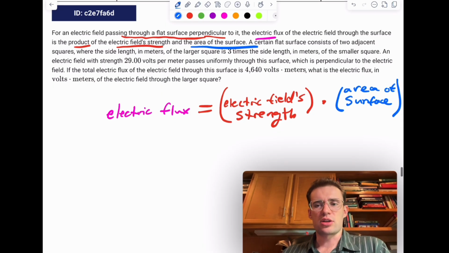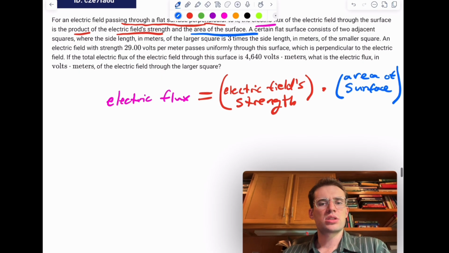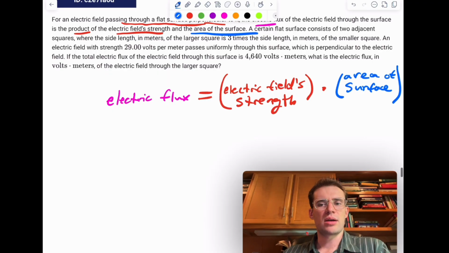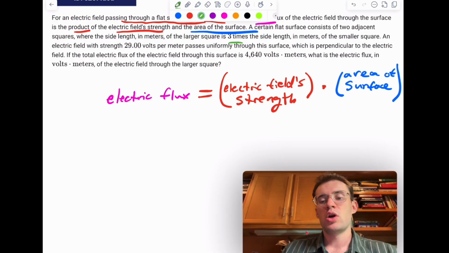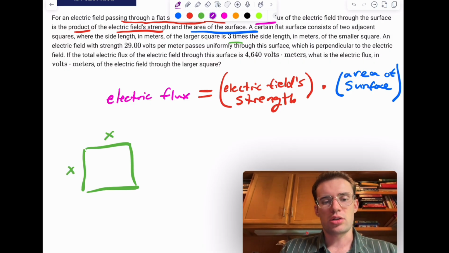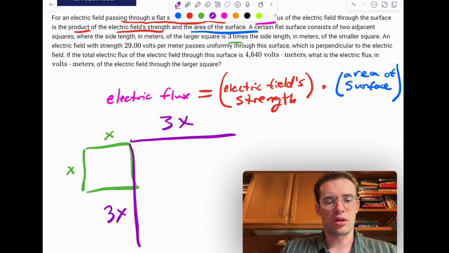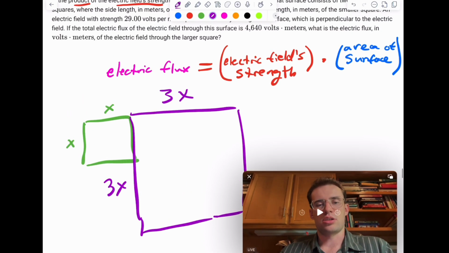A certain flat surface consists of 2 adjacent squares where the side length in meters of the large square is 3 times the side length in meters of the smaller square. So the side length is 3 times, which actually means the area is going to be 9 times. If we draw it out, I didn't say what the numbers are, but say this one's x and x, then the other one will be triple that, so it'd be 3x and 3x. I didn't draw that to scale, but they're both squares. One's 3 times the length of the side. Okay, they're adjacent, so they're touching like that.